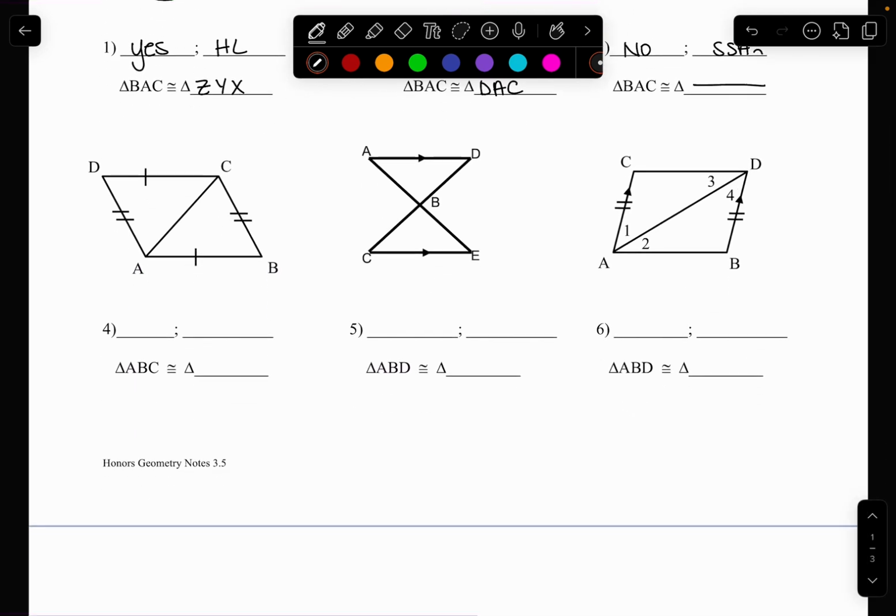I'm going to go ahead and skip numbers 4, 5, and 6 because we've seen these examples before. I'll have them on the completed notes, but for what we're doing for this video here, I'm not going to worry about those 3. None of those 3 are right triangles, so none of them would be able to be proven congruent by hypotenuse leg.